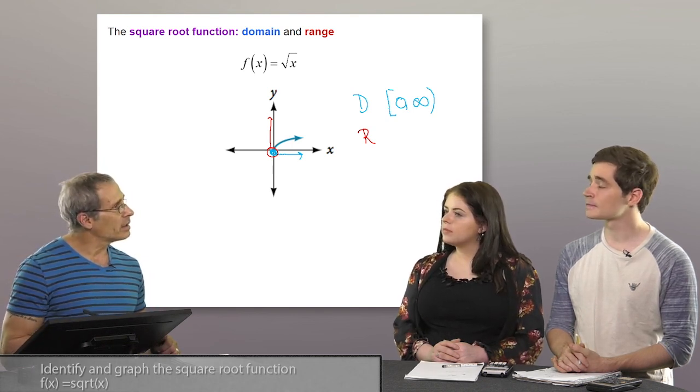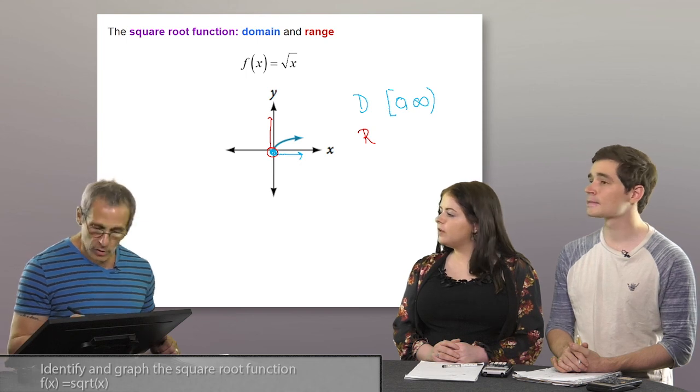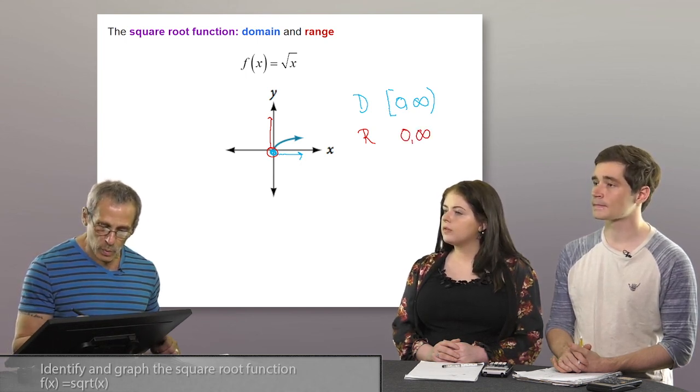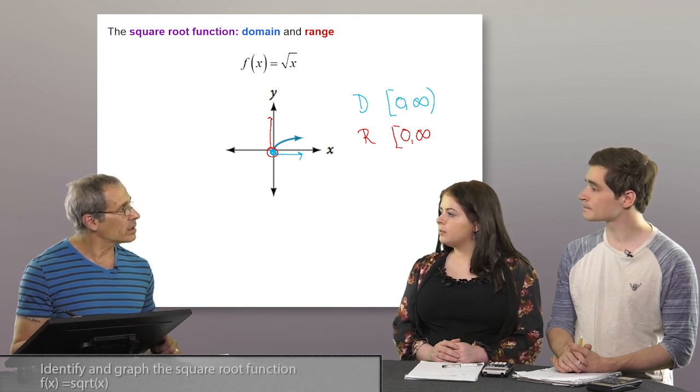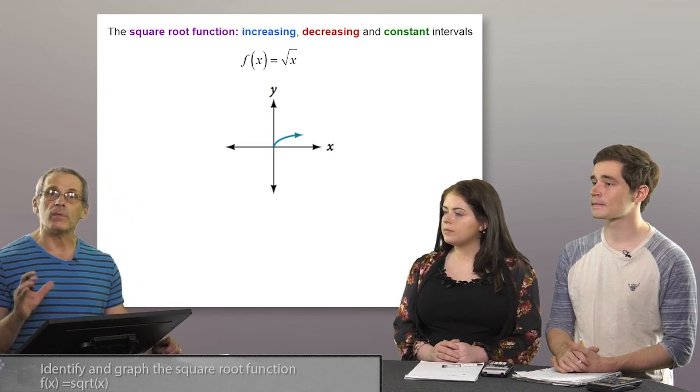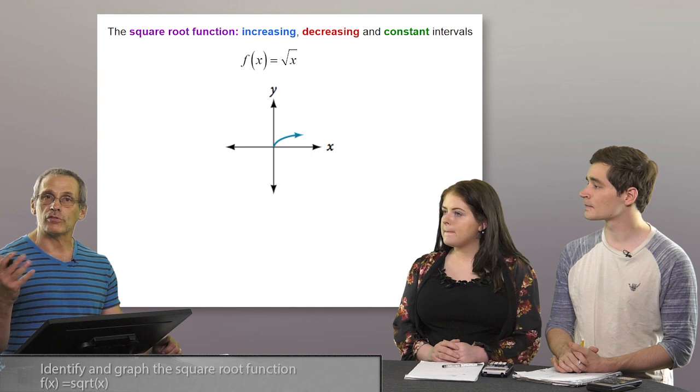It would be 0 to infinity? 0 to infinity. Would we include the 0? Yes, so we would use a bracket, and infinities always get a parenthesis. Good. Lastly, we have to decide whether the intervals are increasing, decreasing, or constant.